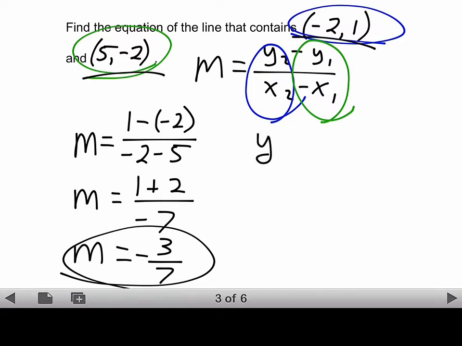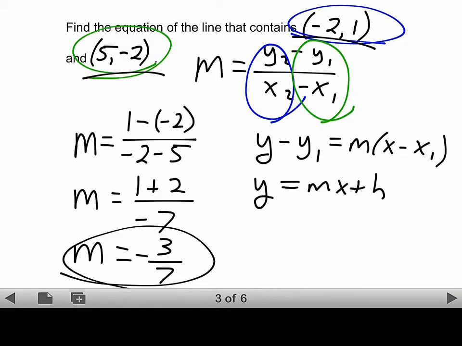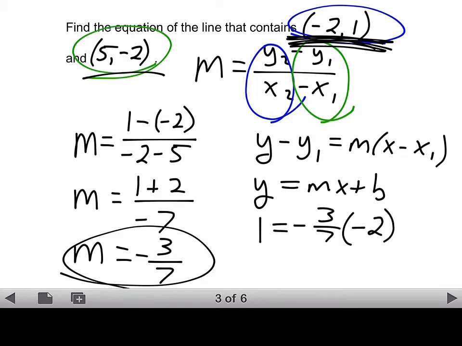We could use point-slope form: y minus y1 is equal to m times x minus x1. But I'm going to use slope-intercept form, y equals mx plus b, just so you can see how we use it. In this case, since we're using negative 2, 1, y is 1, m is the negative 3/7 that we found, x is negative 2, and we can solve for b.